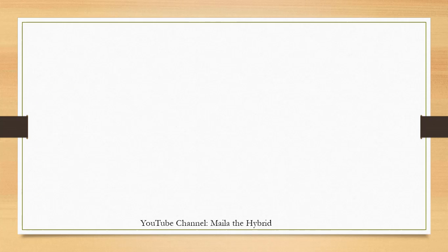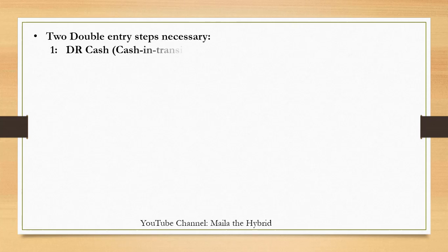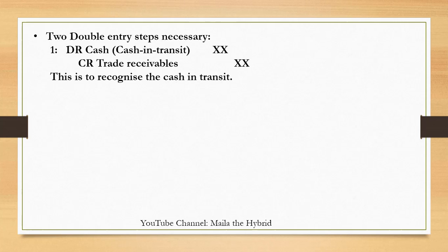So let's take a look at the double entries. So first, debit cash, then credit trade receivables. And this will be to recognize the cash in transit, the cash not yet in the supplier's books. And then second, we'll have to debit the trade payables. This means we eliminate the intragroup payables.